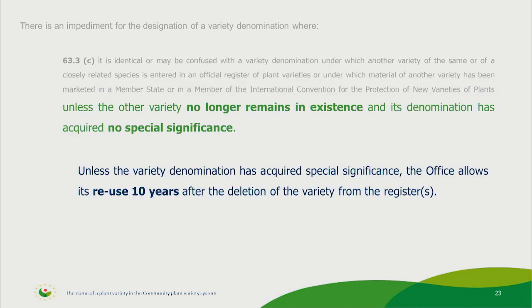The rules also clarify the situation of variety denominations that no longer remain in existence, or varieties that have acquired no special significance because they were registered for a very short period. It should be noted here that although UPOV discourages the reuse of the same variety denomination, the CPVO allows its reuse 10 years after the deletion from the registers and provided that the initial variety is out of cultivation.